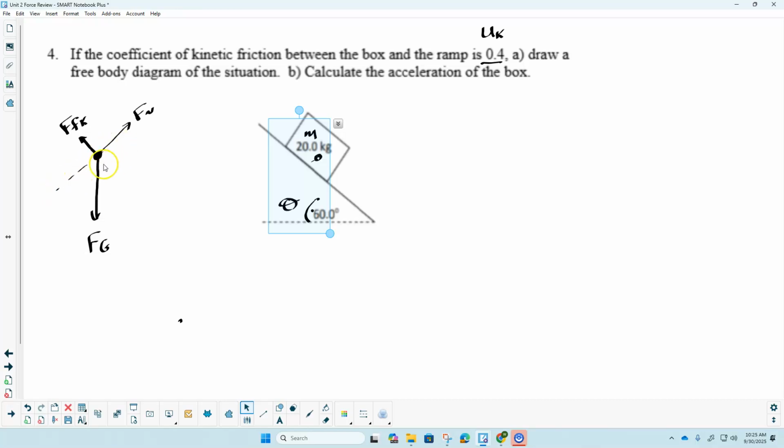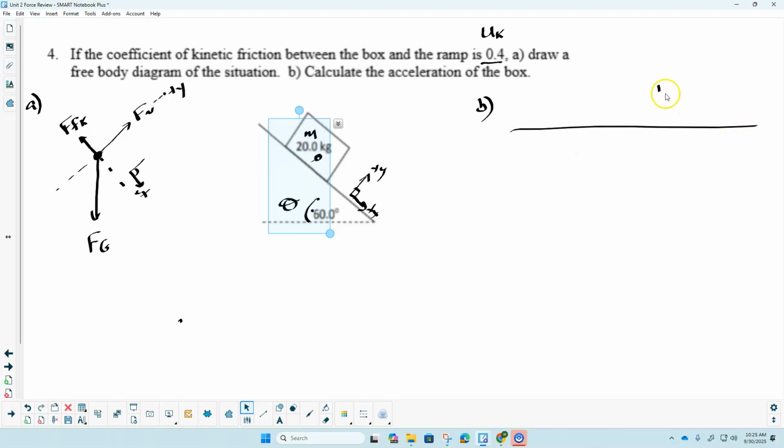I'm going to draw my axes so that the positive x-axis is going down the ramp. Again, kind of just modeling this. And the positive y-axis is perpendicular to that. So the positive y would be going the same direction as the normal force. So there's your free body diagram.